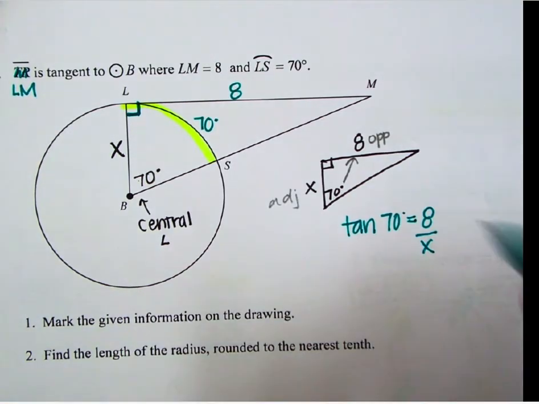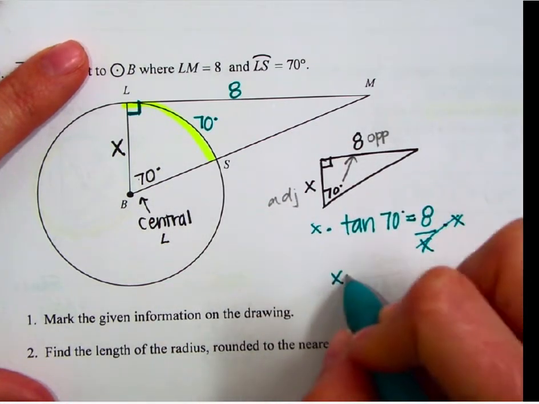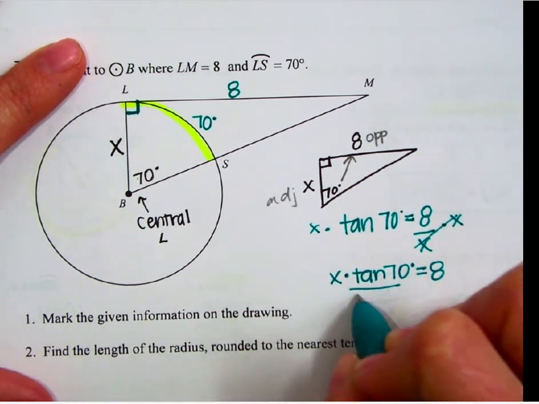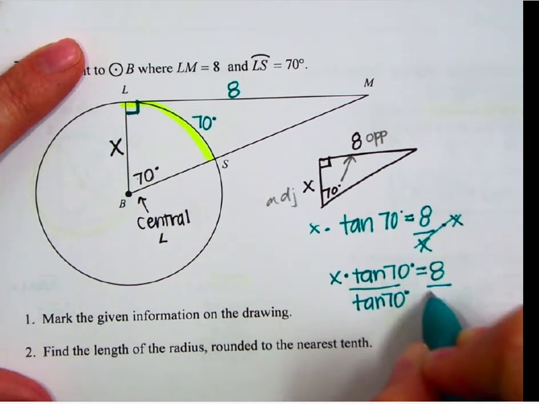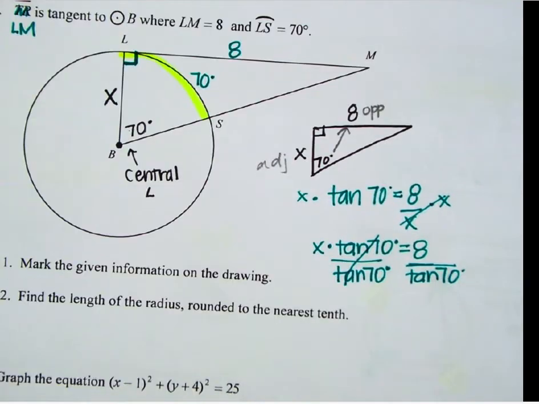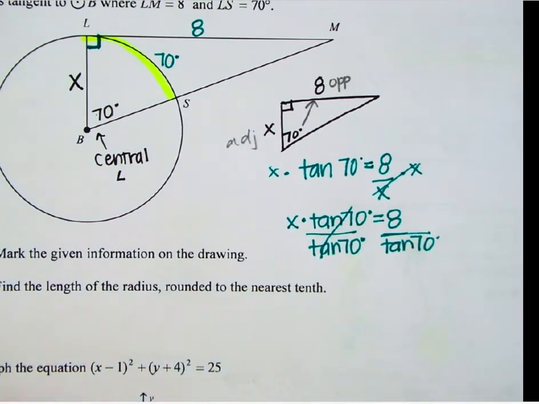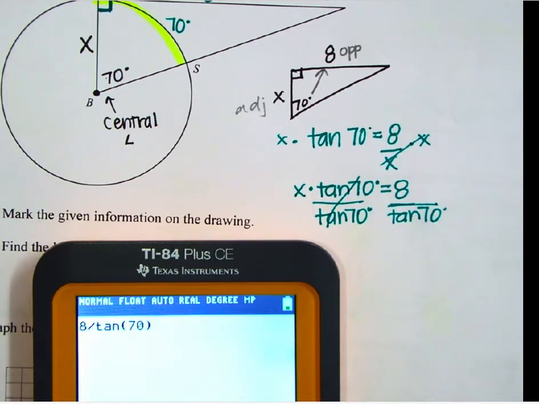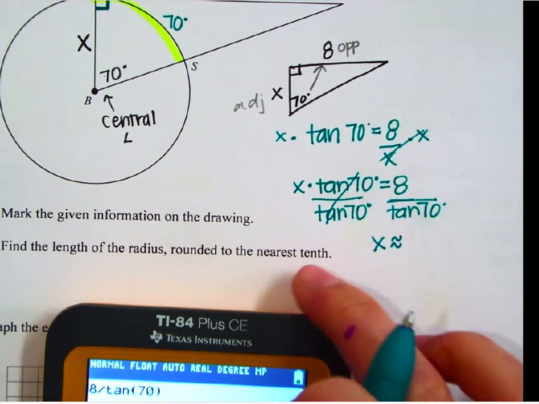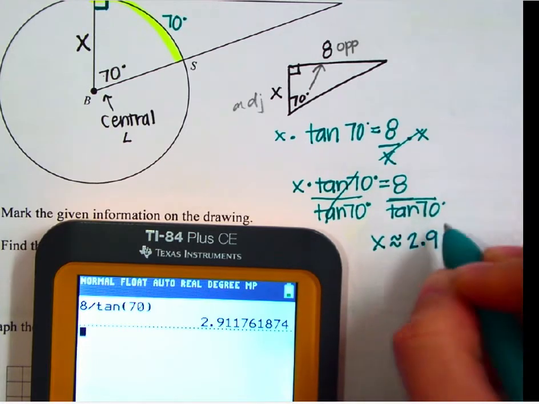So then to solve for x, I'm going to multiply x to both sides. So x times tangent 70 degrees is equal to 8. And then our last step to solve for x is to divide away the tangent 70. So in the calculator to solve for x, we're typing in 8 divided by tangent 70 degrees. That's how I type it in my calculator. And they want us to round to the nearest tenth. That means 1 decimal place. So we get that x is about 2.9.